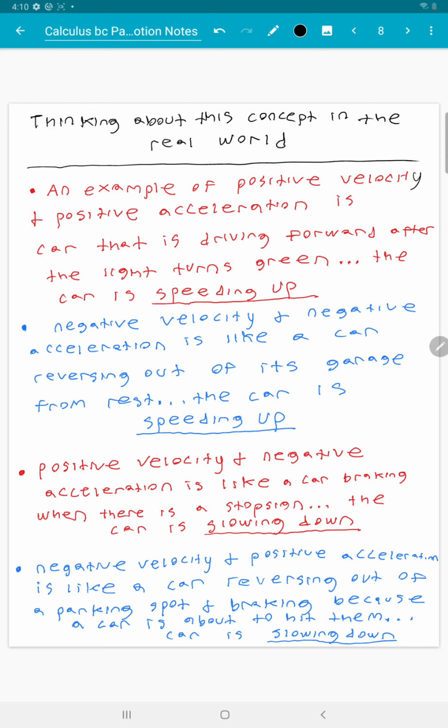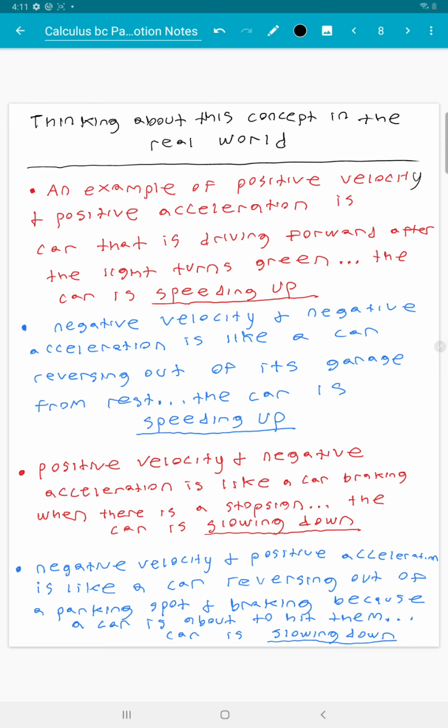And then what about when we have negative velocity and negative acceleration? That is like a car reversing out of its garage from rest. So you're starting out at rest, and then you're reversing, which represents a negative velocity, and your velocity is decreasing, so you have a negative acceleration. So that is also speeding up.